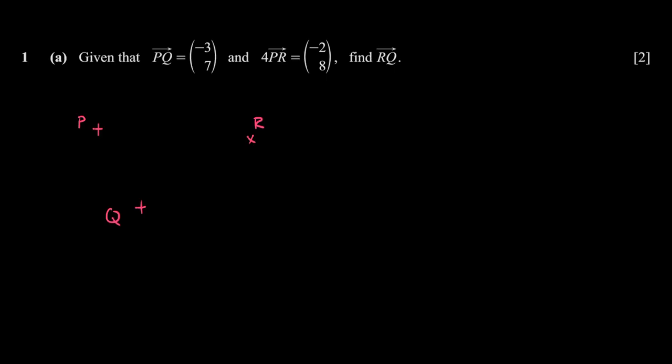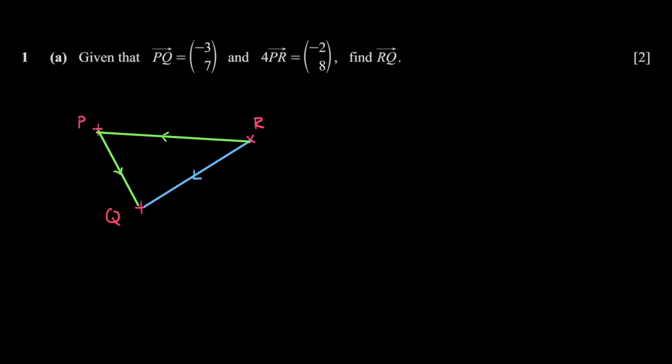What is it I want to find? I want to find the vector that goes from R to Q, right? So I'm trying to find this vector here. Well, how could I go from R to Q? Well, what I could do is I could go from R to P, and then I could go from P to Q, isn't it, right? So that would work.